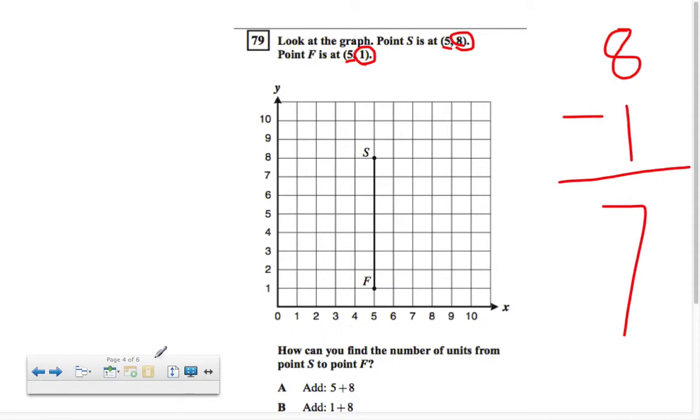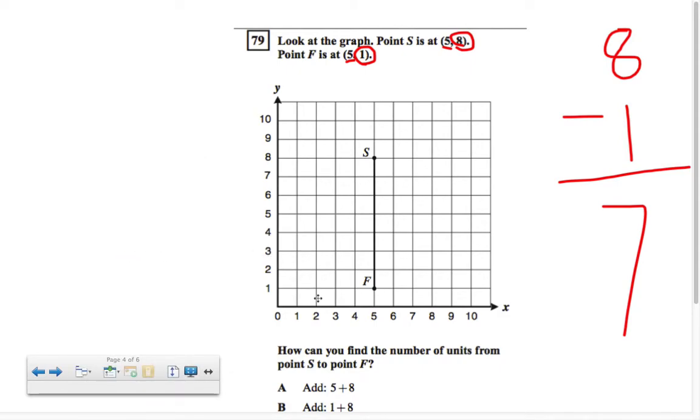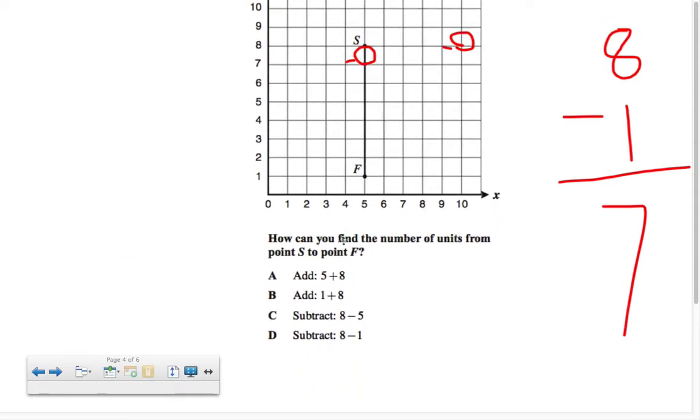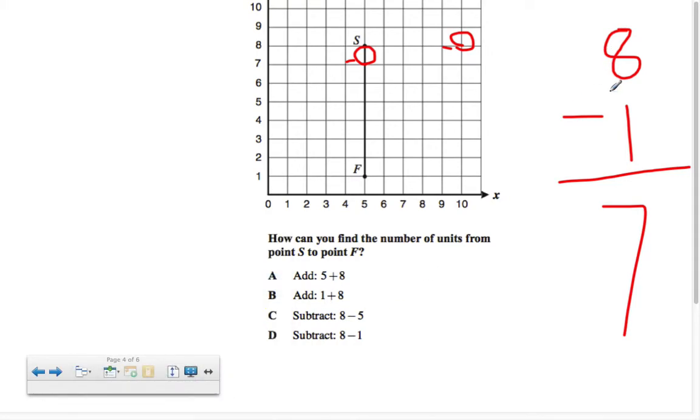But let's not get too far ahead of ourselves. Let's see what the question actually asked us to do. It asked us, how can you find the number of units from point S to point F? Add 5 plus 8. Add 1 plus 8. Subtract 8 minus 5, or subtract 8 minus 1. Well, if you're paying attention, I think you'll see that we subtracted 8 minus 1. So D is the correct response.